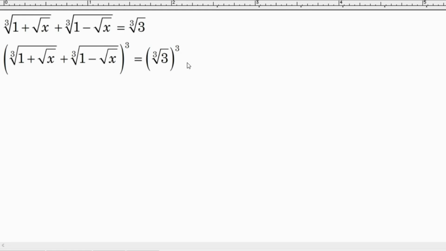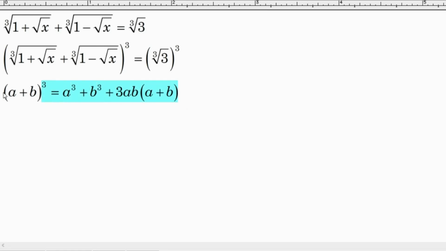Alright, so now we will be using a formula, which is a plus b all raised to cube. So a plus b all raised to cube is equal to a cube, plus b cube, plus 3ab times a plus b. Okay, so we will be using this formula to apply to this equation. So this term stands for a and this term stands for b.